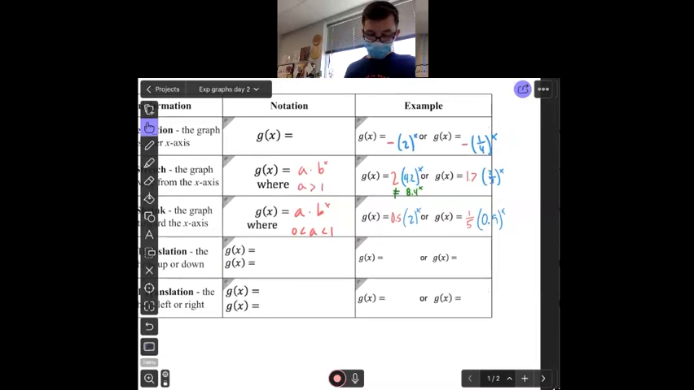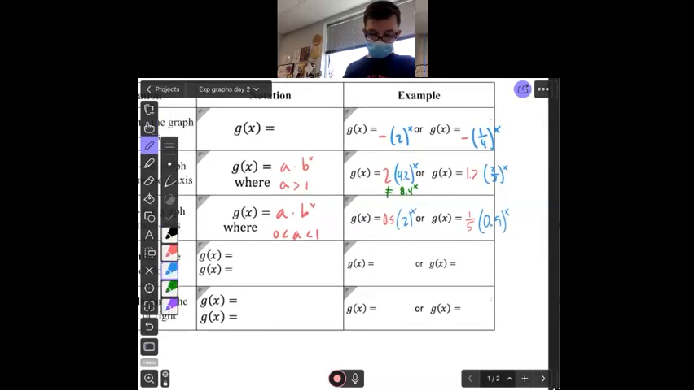Up and down translations, those happen after the function. So b to the x plus k or b to the x minus k, doesn't really matter. You guys don't need to write both of them if you don't want to. And that would be an up k units versus a down k units.